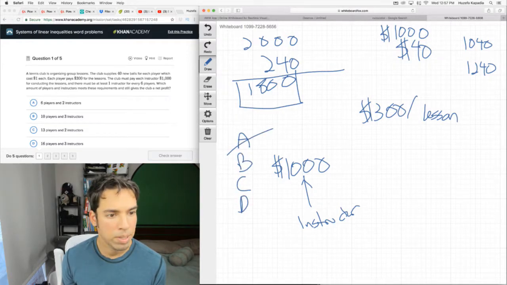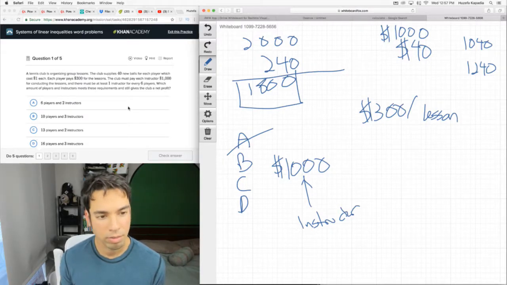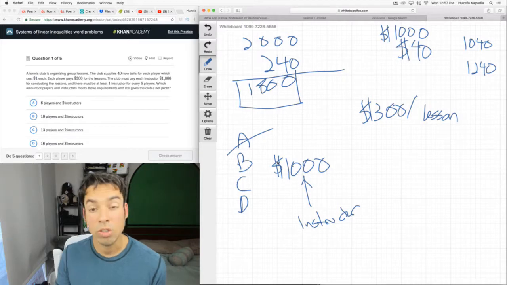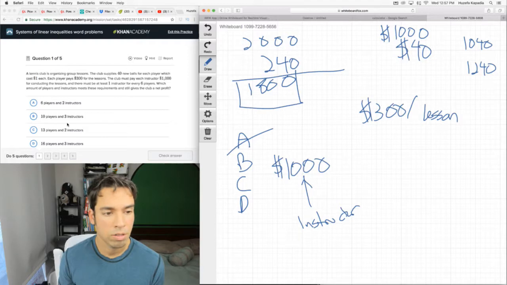All right, now let's look at B. 10 players, 3 instructors. So we're paying $3,000 because 3 instructors cost $3,000. 10 players, we make $3,000, and then we also got the cost of the balls. That doesn't work. 13 players and 2 instructors. This looks like it's gonna work.